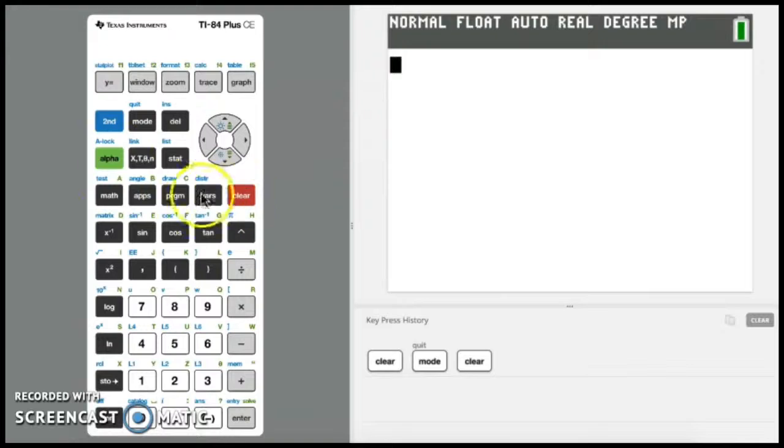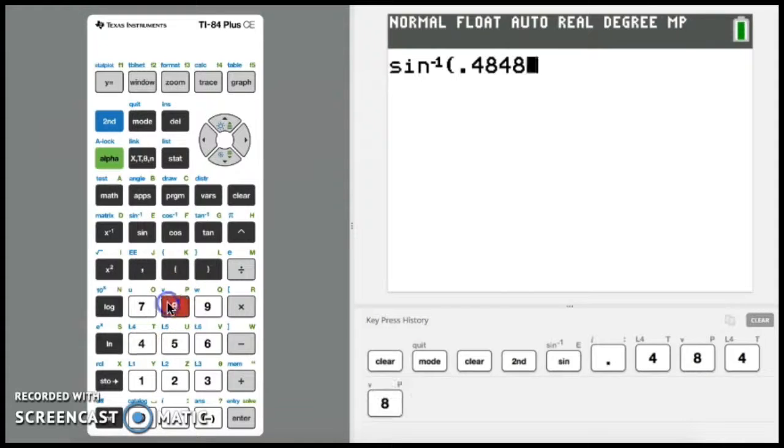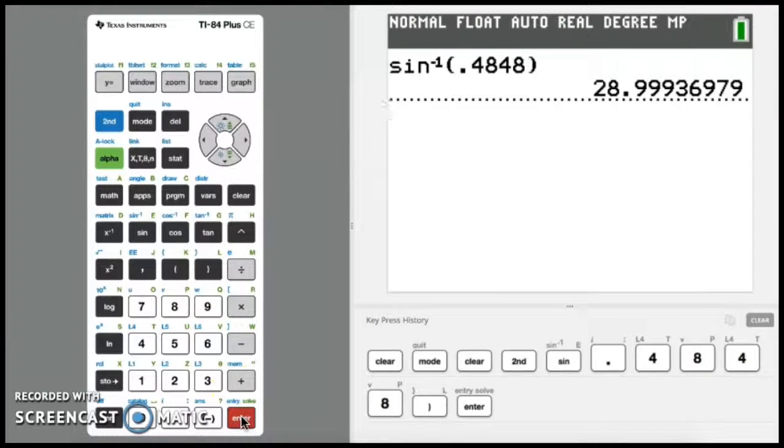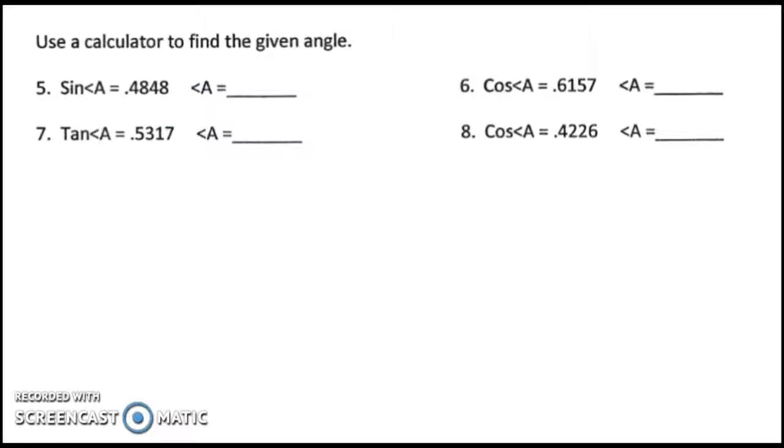So then we're going to type in second sine, and then 0.4848, close your parenthesis, and I'll have 28.999369979 going on and on. So just round it to the nearest whole number, which will be 29. So 29 will be our answer. So 5 is 29. Let's take a look at number 6.